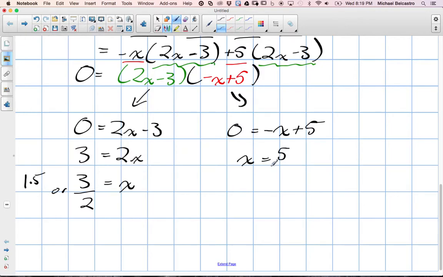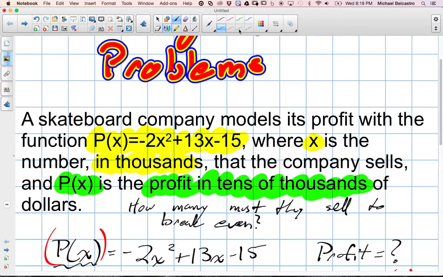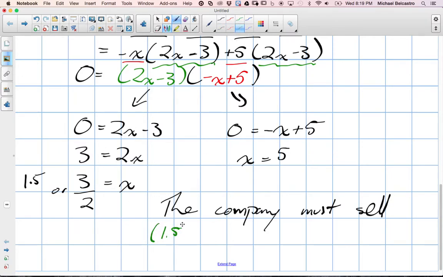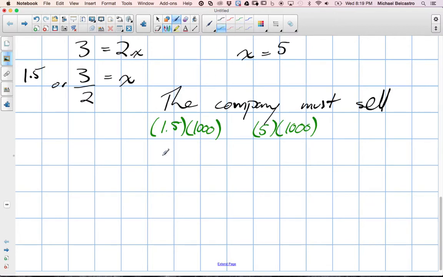That seems like a really small company. So let's go back and look at this important information. If you recall, they said x was in thousands. Okay. So in order to actually answer this, the company must sell... What we're going to have to do is take these values. I'm going to take my 1.5 and multiply it by 1,000, and I'm going to take my 5 and multiply that by 1,000. Okay? And the two values are: the company must sell 1,500 or 5,000 skateboards.